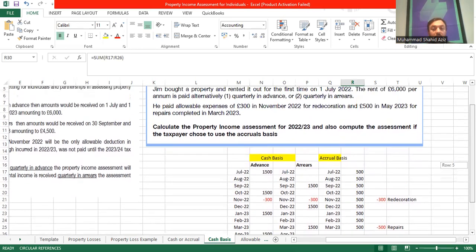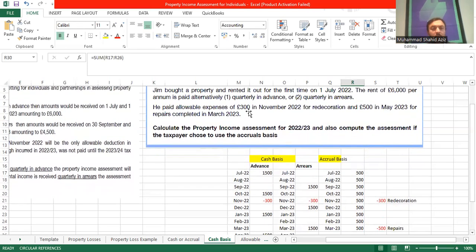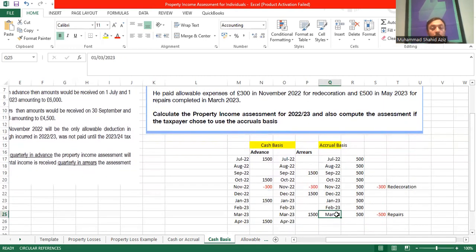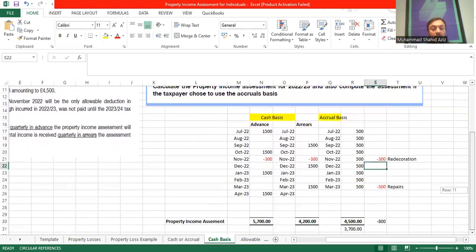And then we need to minus this 300 pound expense, and this 500 pound. Actually, this 500 pound that we paid in May 2023 is for March 2023. And for this March 2023, we need to match our income against our expenses for this tax year. So our total assessable will be 4,500 minus 800, which is 3,700.